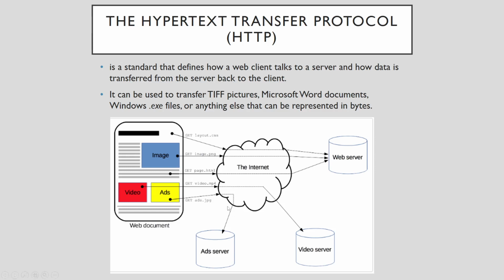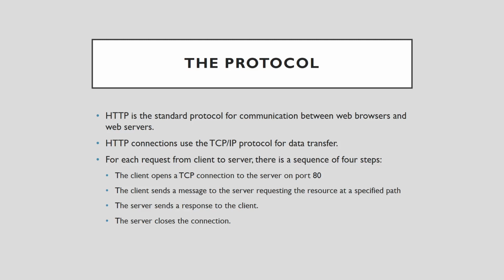Clients and servers communicate by exchanging individual messages as opposed to a stream of data. The messages sent by the client, usually a web browser, are called requests, and the messages sent by the server as an answer are called responses. Now, the Hypertext Transfer Protocol is a standard that defines how a web client talks to a server and how data is transferred from the server back to the client.